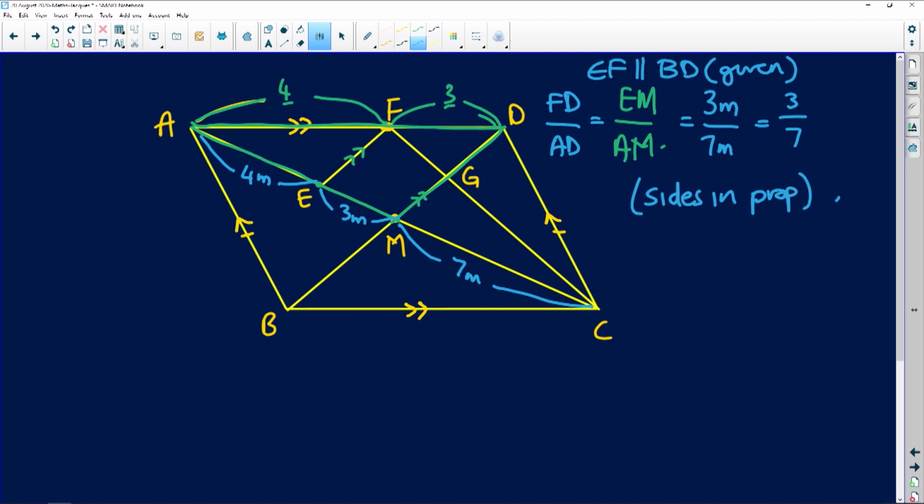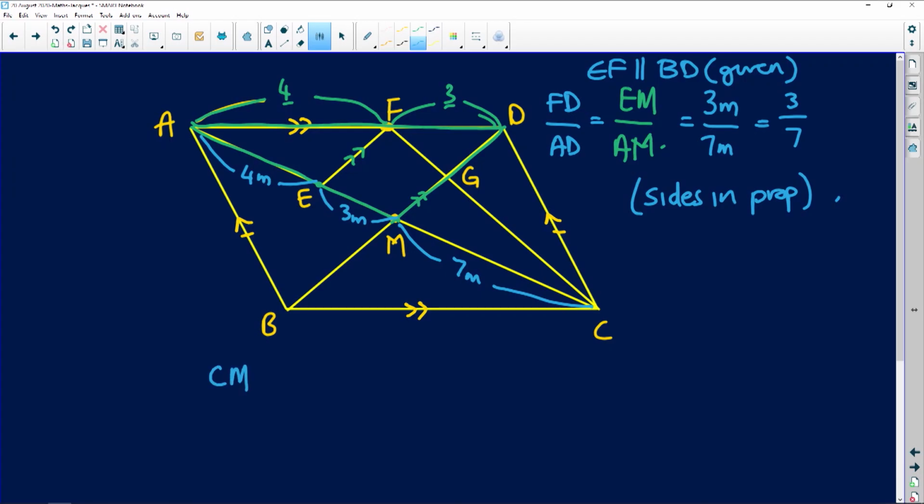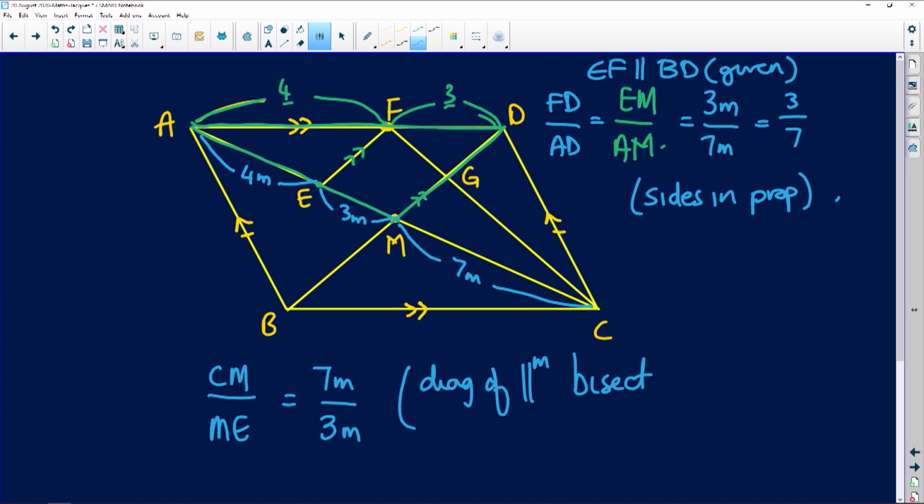Let's quickly do another one. The second question they ask me is CM over ME. Now CM is this line here, which we have as 7m, over ME, which is 3m. Why is this the case? Because the diagonals of a parallelogram bisect one another. Okay, and that simplifies to 7 over 3.